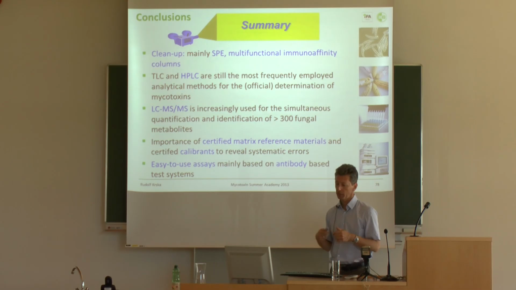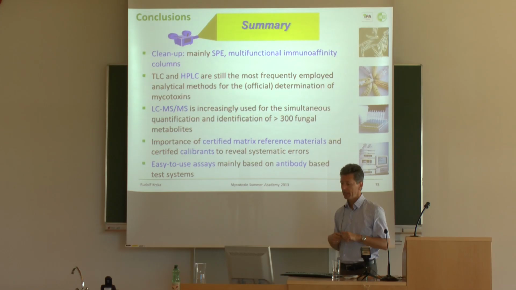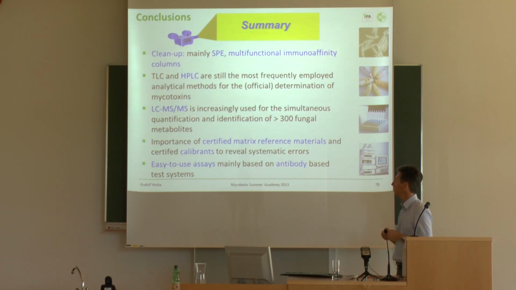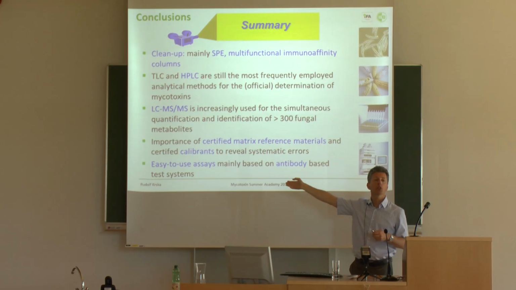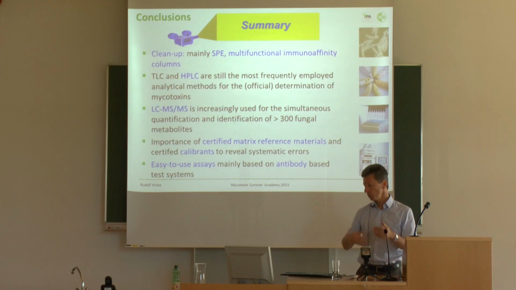I've also pointed out the importance of certified reference materials and certified calibrants to reveal systematic errors. And finally, easy-to-use assays are mainly based on antibody-based systems. Nothing has changed much over the last 10 years. All the rapid assays which are around are still based on proper antibodies, and that is why it is still a tough business to find appropriate rapid test systems.